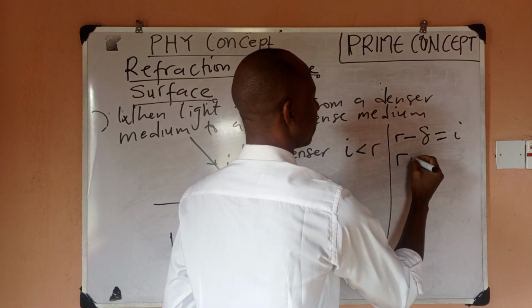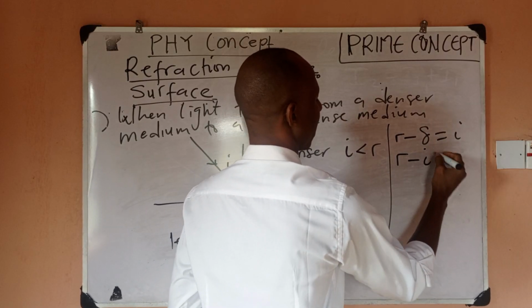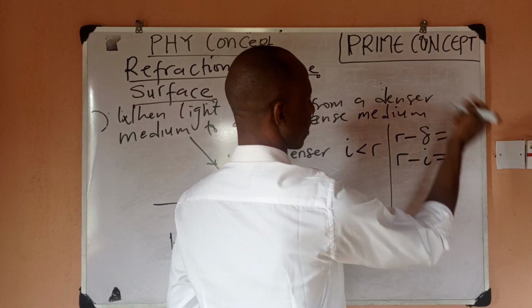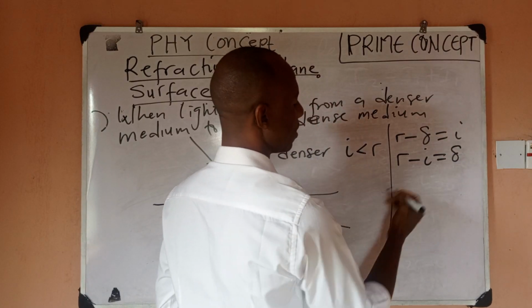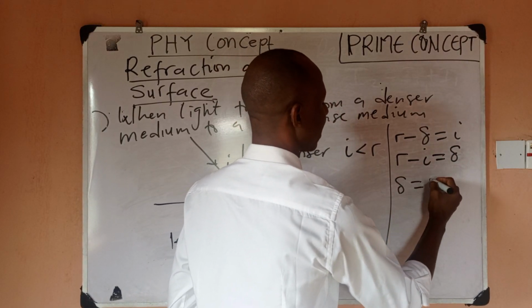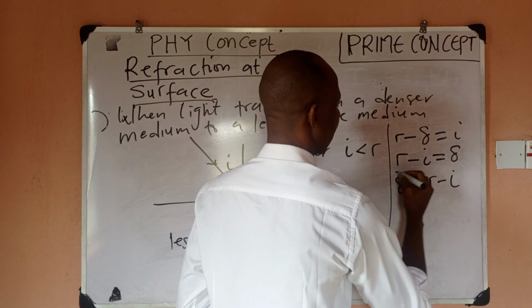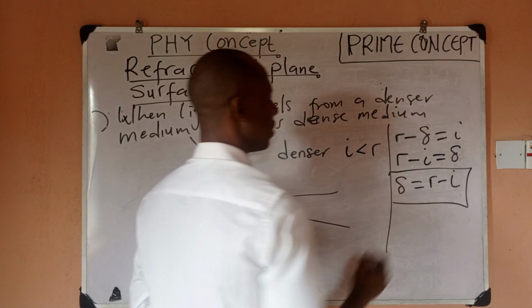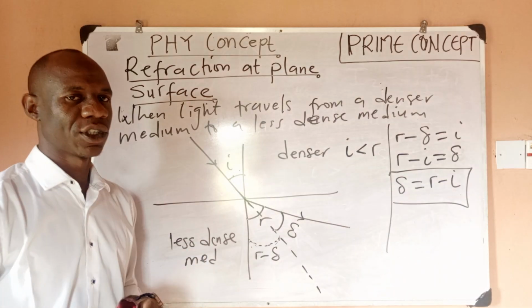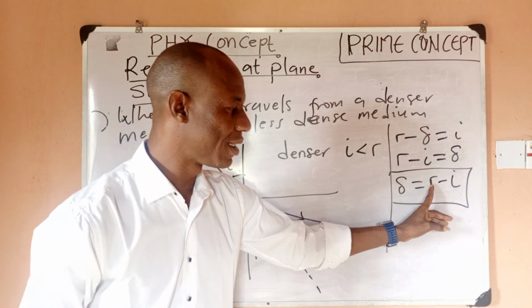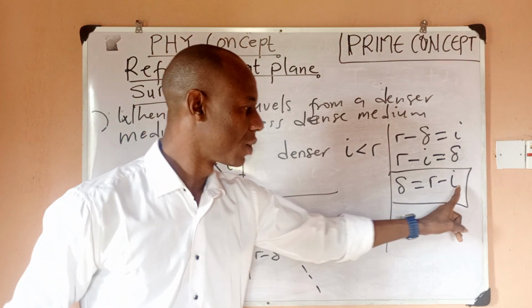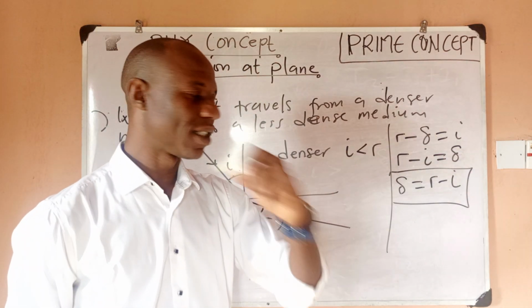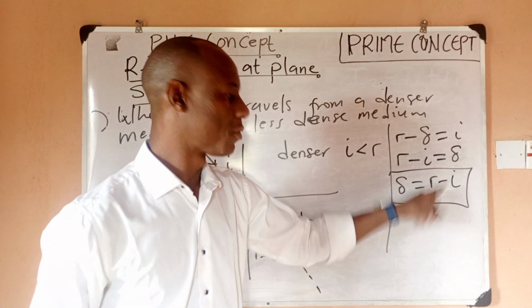So I'll have R minus I. When minus delta crosses, it becomes plus delta. So that we can just say that delta is R minus I. So this is the relationship for this condition. And very quickly you would see that R is again greater than I. And that is the reason why you can take away I from R.